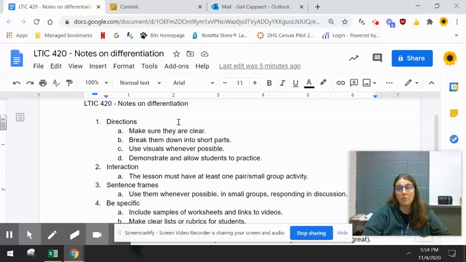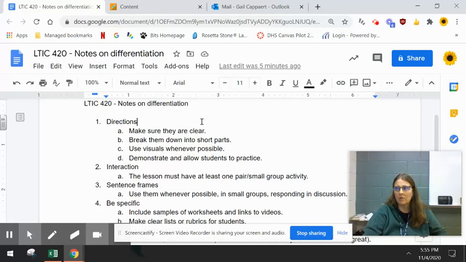Directions. Directions are one of the most important things to differentiate. Directions are one of the things that mess up English learners like nothing else. They may understand the content, but they don't know what to do, then they can't produce the work that you want, and you won't be able to evaluate it. So make sure directions are super, super clear.